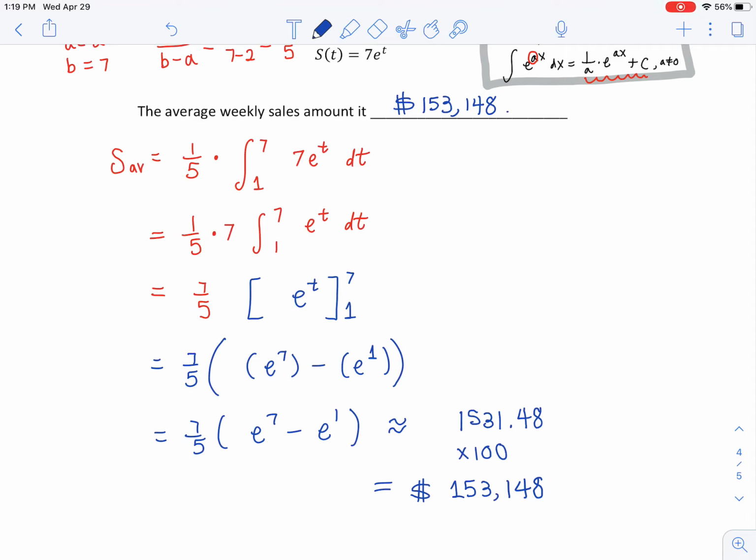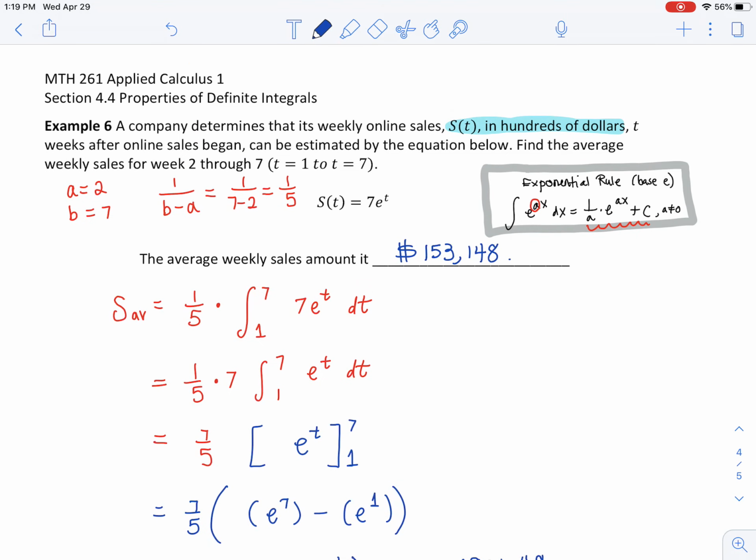The average weekly sales amount is this. So when you're doing the homework problem and you type this in and they say, no, that's not correct, maybe you just forgot to multiply by the unit that S of t was in. And my problem was in hundreds of dollars, so all I had to do was just multiply by 100. But if yours was in like thousands, then you probably multiply by something a little different. Okay? Now, guys, I was about to stop this, and then I noticed something.